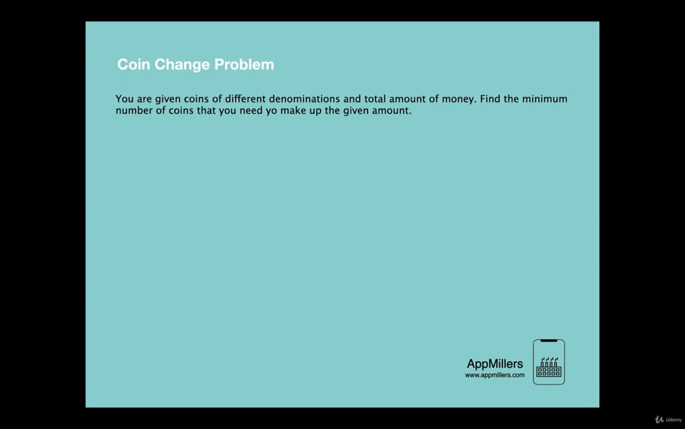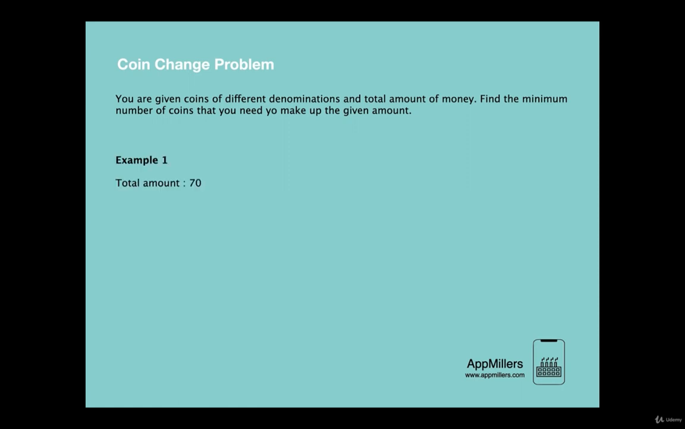So the coin change problem is basically: you are given coins of different denominations and a total amount of money. We need to find the minimum number of coins that you need to make up the given amount. So what does it mean? Let's make it more clear using this example over here.